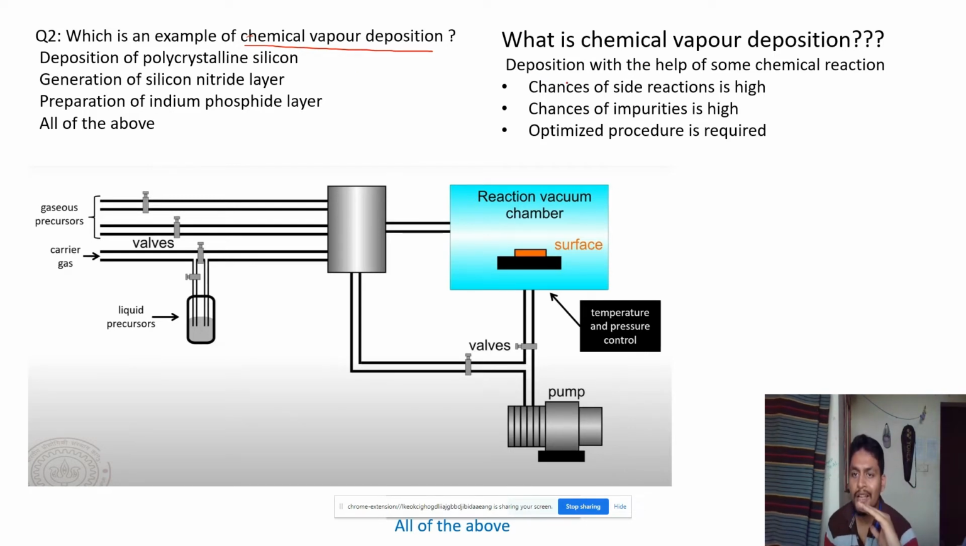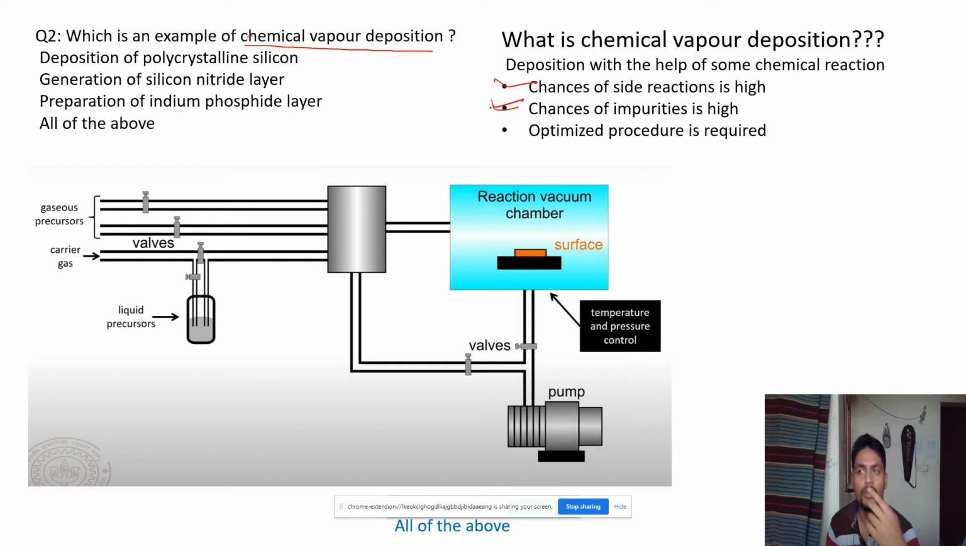So what is chemical vapor deposition? This is a kind of deposition, because before that we have seen physical vapor deposition. Now we are going to see what chemical vapor deposition is. That means there will be some kind of chemical reaction happening, and with the help of that, the deposition on the surface is happening. So if there is a chemical reaction, obviously there will be chances of side reactions, and that means there will be chances of impurities as well.